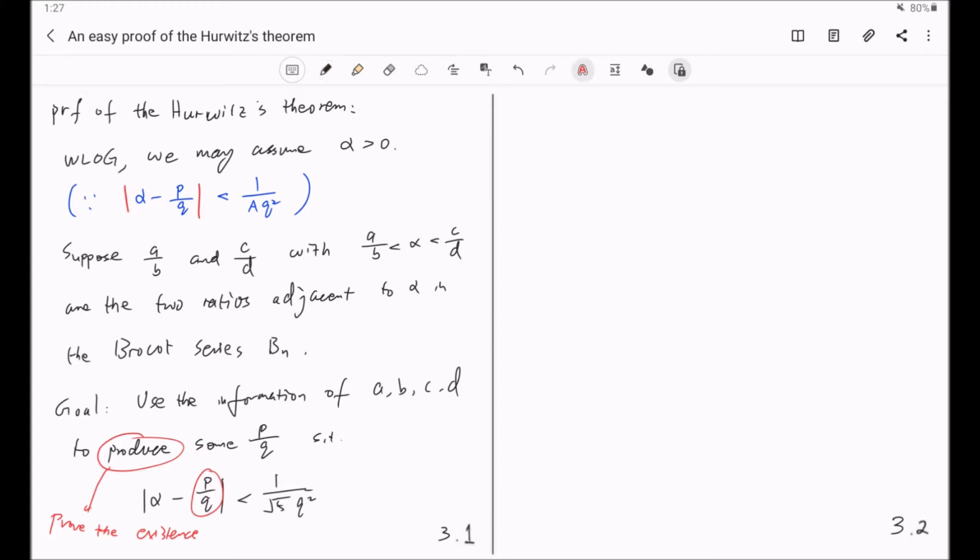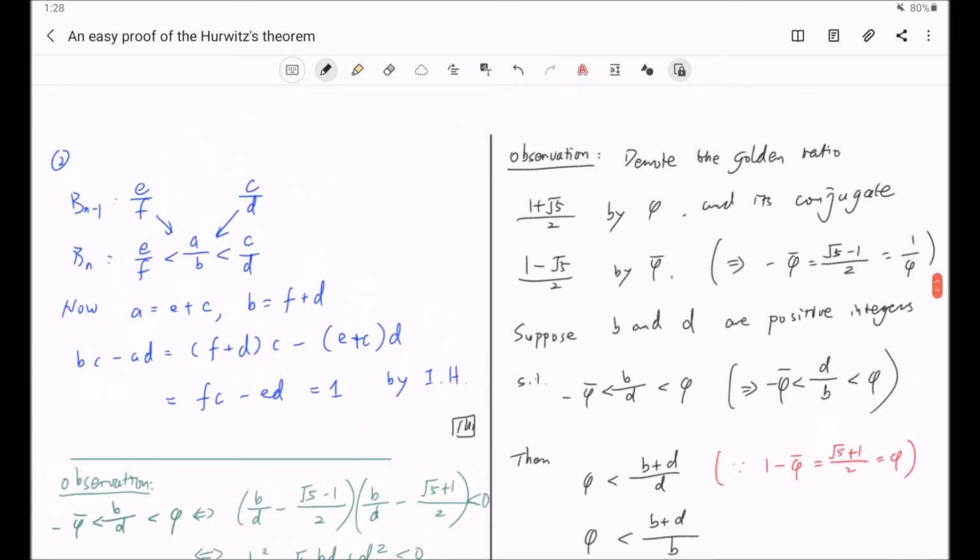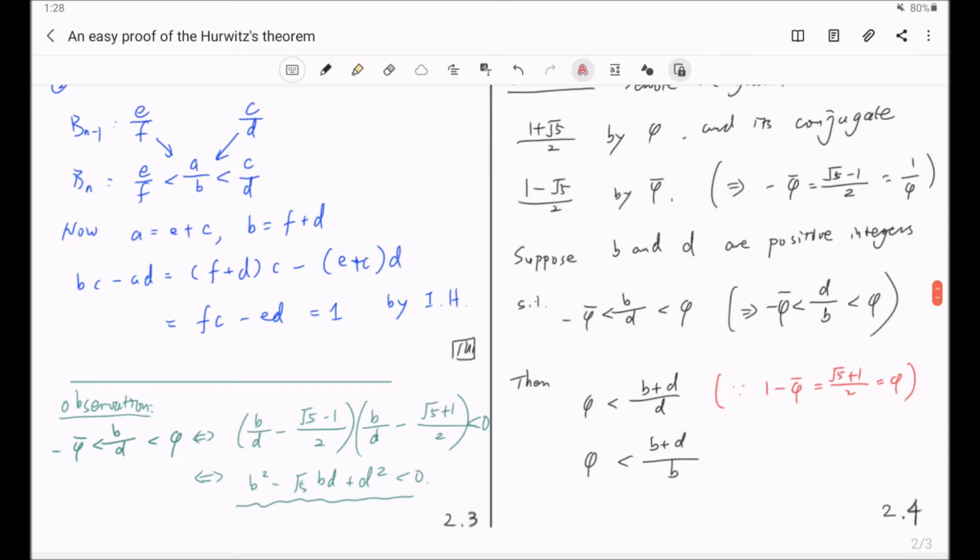And now we will start by studying the relations between alpha and those numbers a, b, c, d. There are several cases to consider. First, if b squared minus bd times square root of 5 plus d squared is greater than 0. And hopefully this reminds you of something we just did above in here.